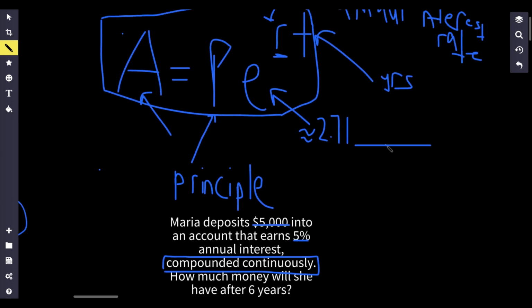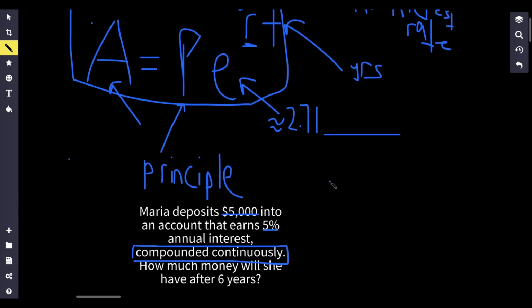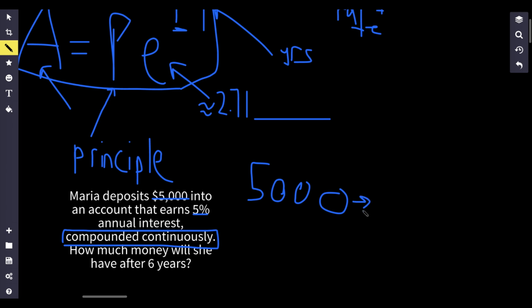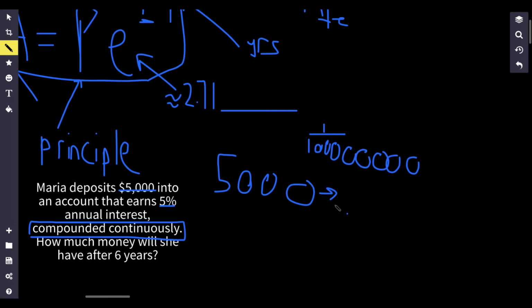Compounded continuously. That is the key word that you know you're dealing with this formula. This is like a really weird idea. But imagine if you invest money, and literally every infinitely small amount of seconds, it's getting compounded. So compounding continuously just means that your interest is added to the principal an infinite number of times.